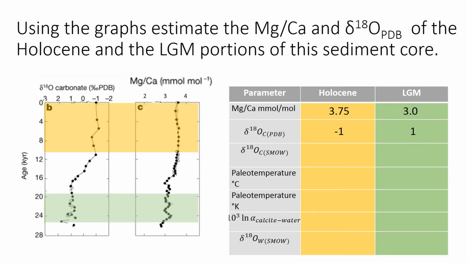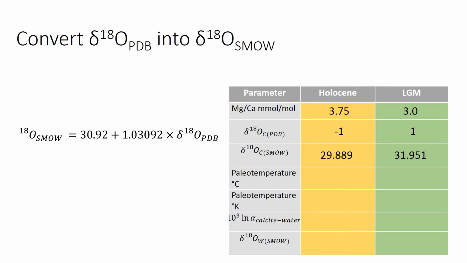So for the Holocene, I've shaded in yellow, and the LGM I've shaded in green. You've got to pick a value of the magnesium-calcium ratio and the oxygen isotopes here. You can see I've just started to fill in this table. The next step is to do this conversion, because oxygen isotopes have two standards.